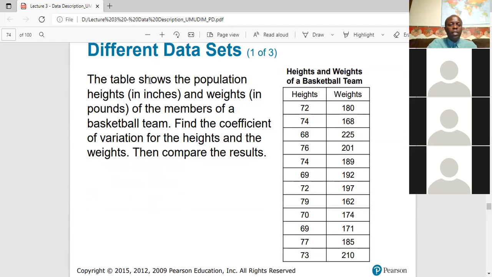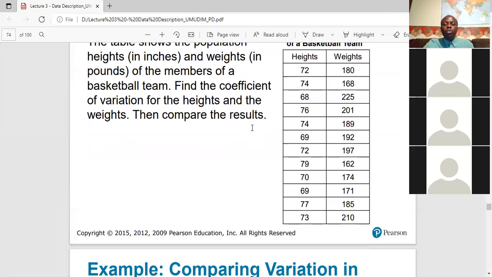It says the table below shows the population height in inches and weight in pounds. See, we are comparing heights and weights. Now, find the coefficient of variation for the height and the weight, then compare the results. Which means to do this, we need to calculate the mean height and mean weight, and calculate the standard deviation of the height and weight.